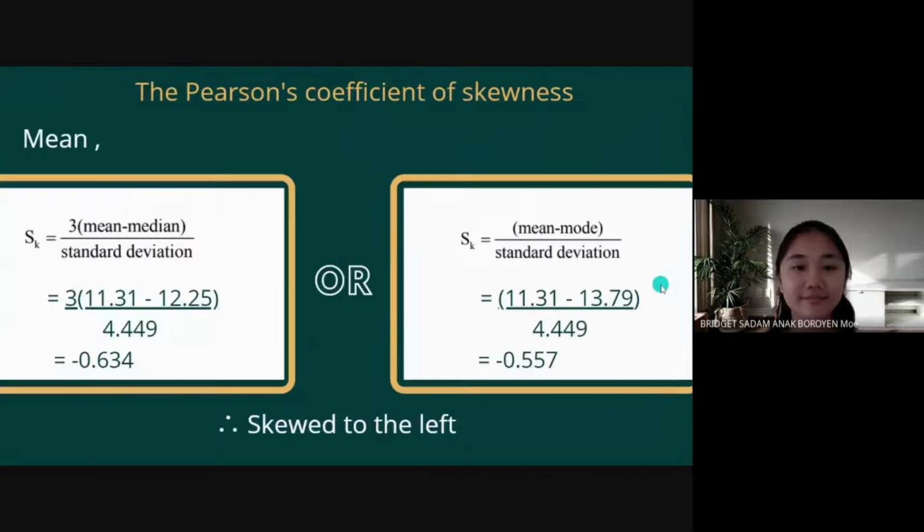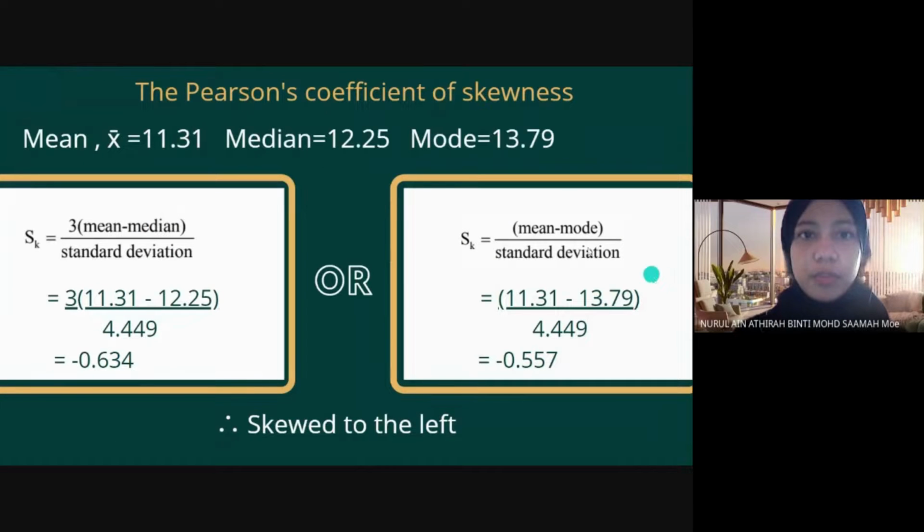Alright. Okay. And next, we're going to find the Pearson coefficient of skewness. The Pearson coefficient of skewness provides a numerical measure of the skewness of a distribution, which is denoted by SK. There are 2 formulas of SK, which is 3 times mean minus median over standard deviation, and also SK equal to mean minus mode over standard deviation. So here we got the values for both is negative, that means it's skewed to the left, or negatively skewed.